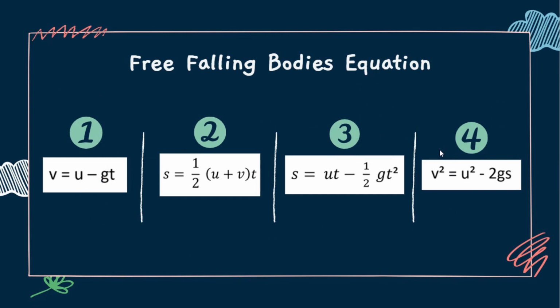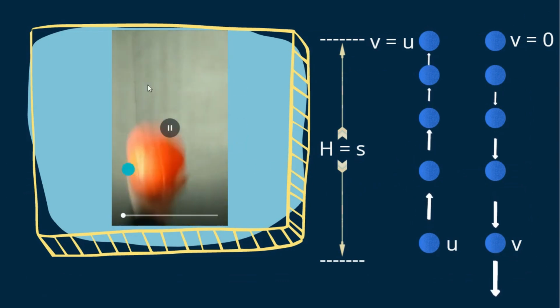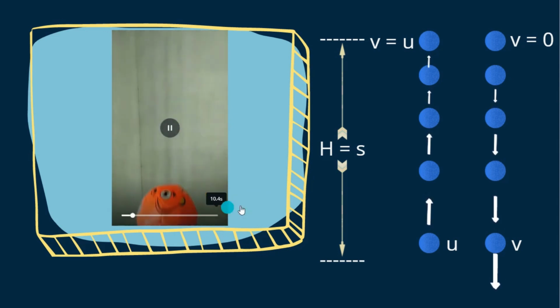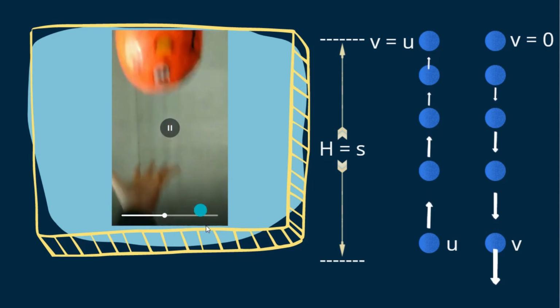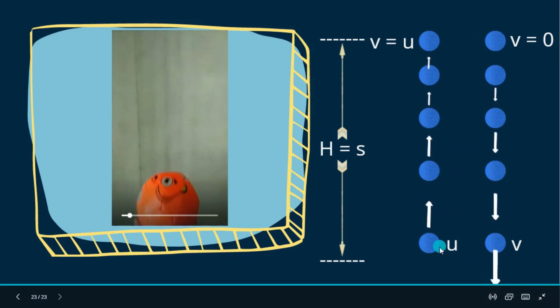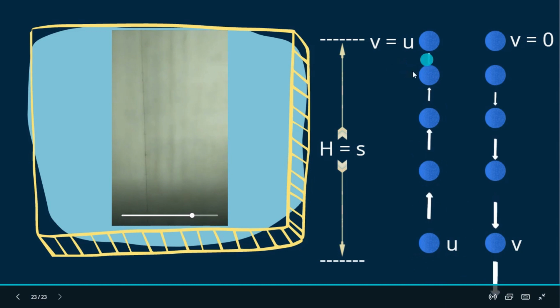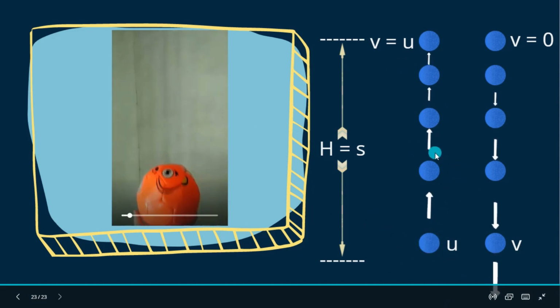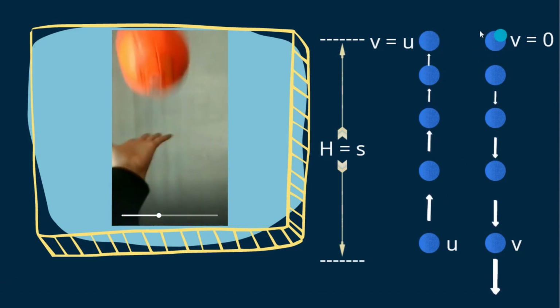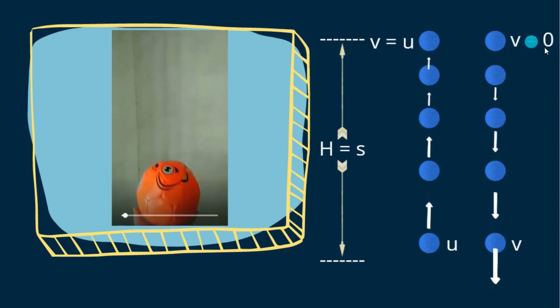So for more understanding in this subtopic, we see this video. Okay, in this video I throw the ball into the air, and then the ball is going up and then going down, or falling back. We can see this in this picture. In this picture we saw the u is going up, and when it was going up, the velocity decreased, and at the maximum position v is equal to 0.